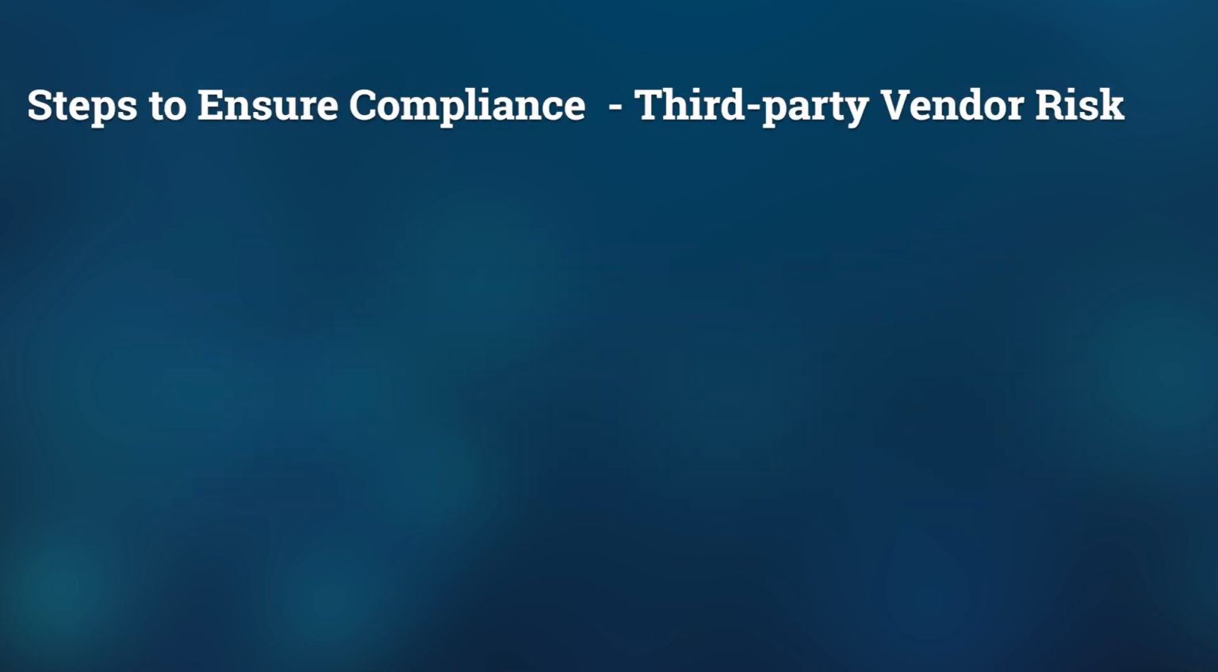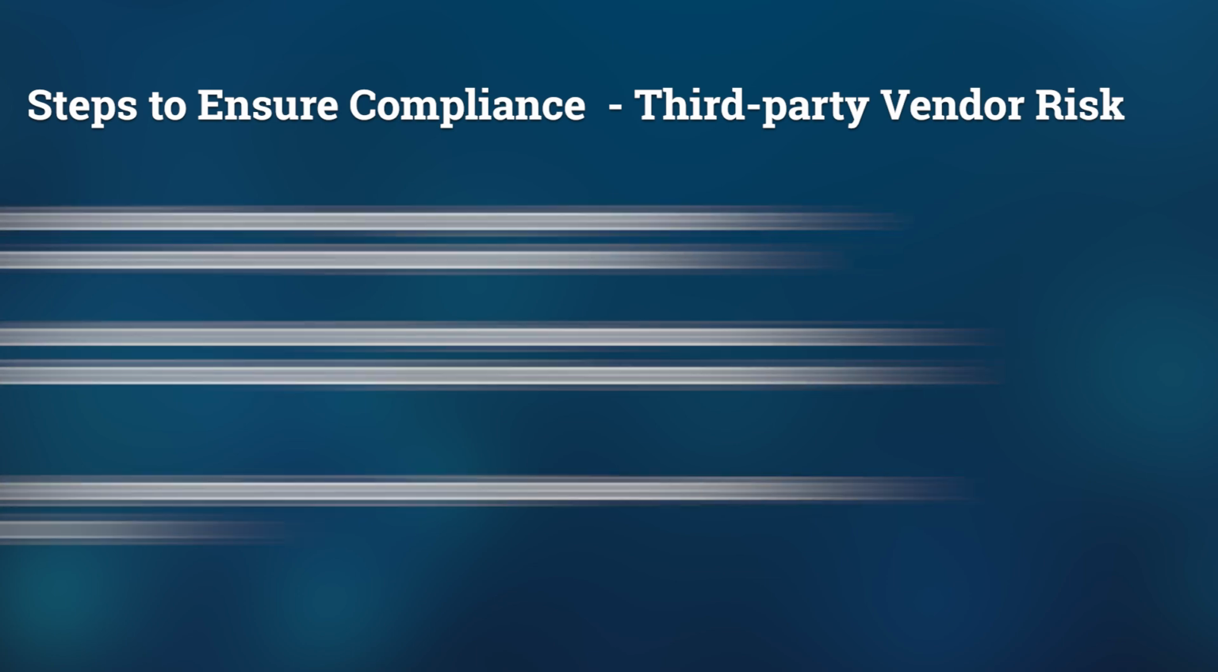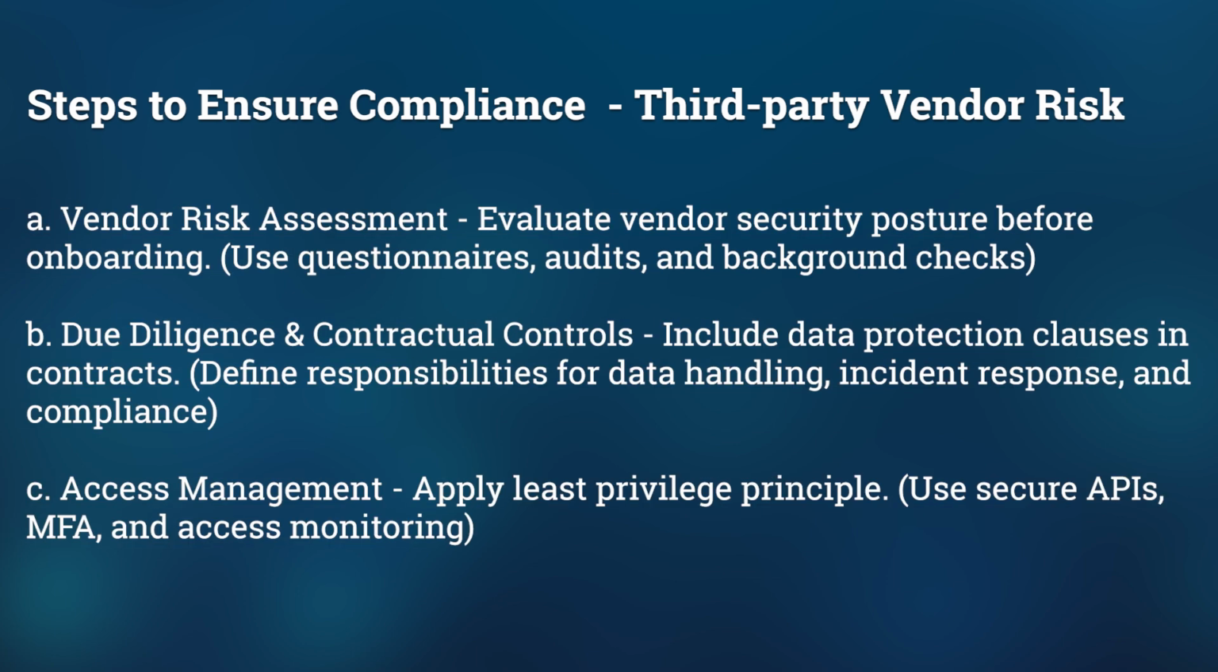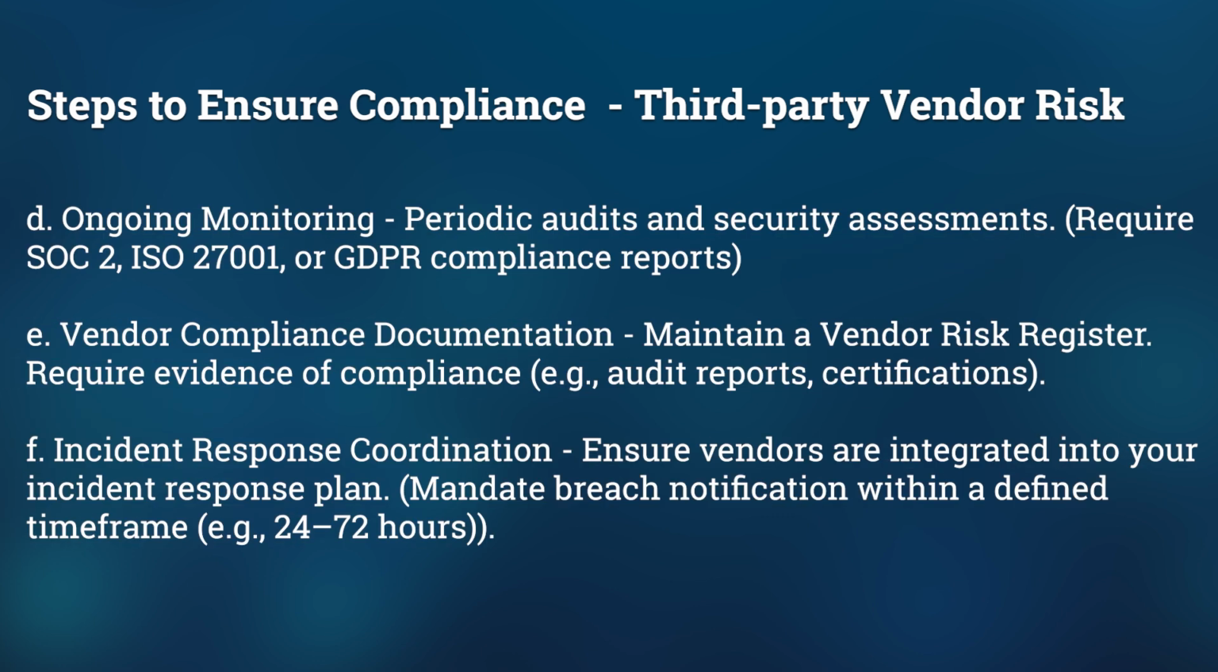Steps to ensure compliance in third party vendor risk. Vendor risk assessment, evaluate vendor security posture before onboarding. Due diligence and contractual controls, include data protection clauses in contracts. Access management, apply least privilege principles. Ongoing monitoring, periodic audits and security assessments. Vendor compliance documentation, maintain a vendor risk register and require evidence of compliance. Incident response coordination, to ensure vendors are integrated into your incident response plan.